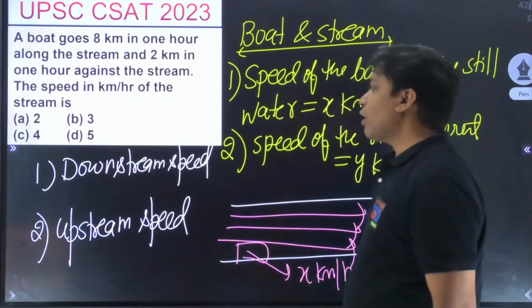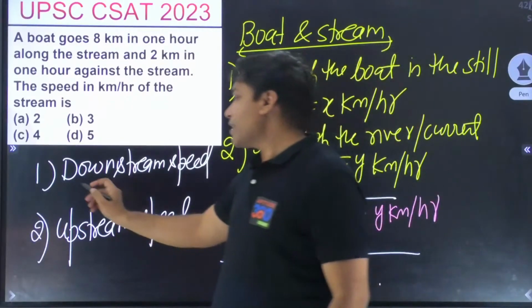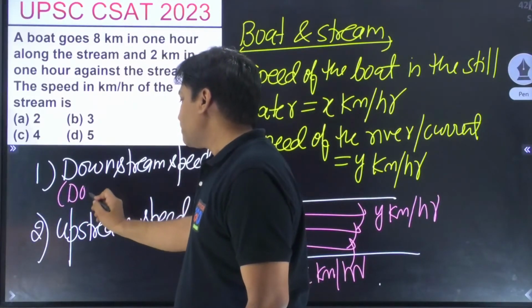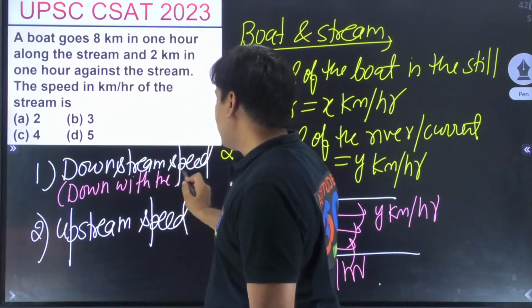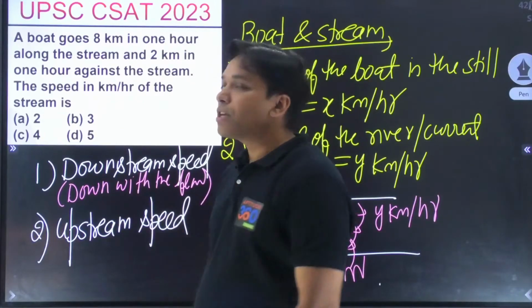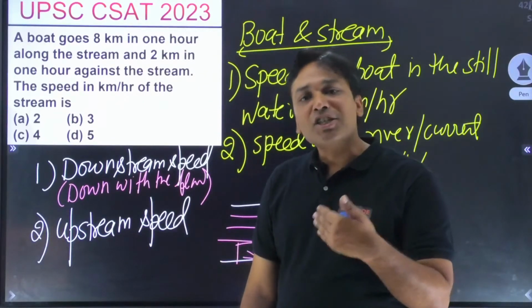So downstream क्या होता है? Down with the flow of the river. That is how I try to remember this. Down with the flow of the river. जिस डायरेक्शन पे नदी जाए उसी डायरेक्शन पे ये चला जाए.